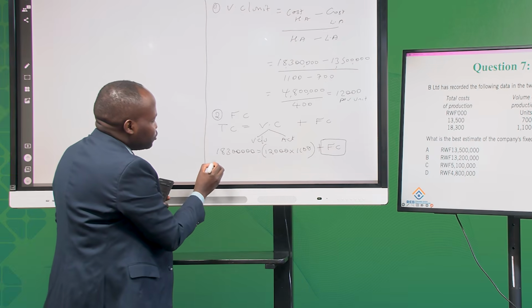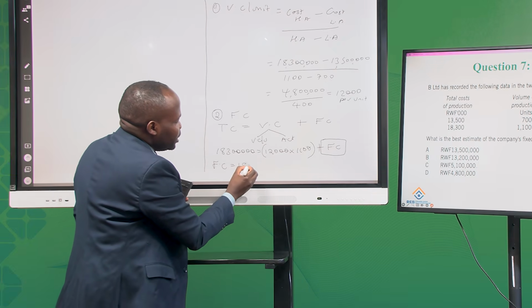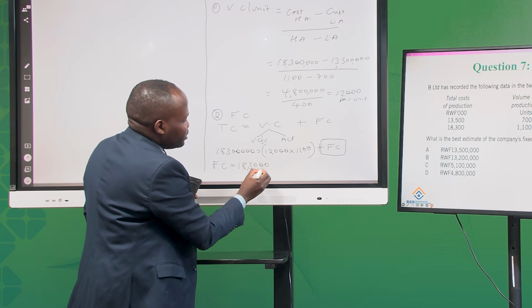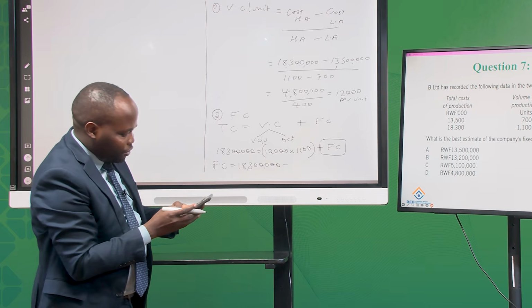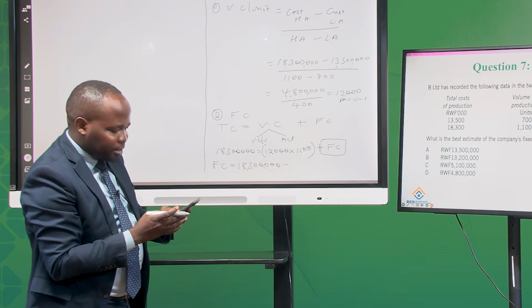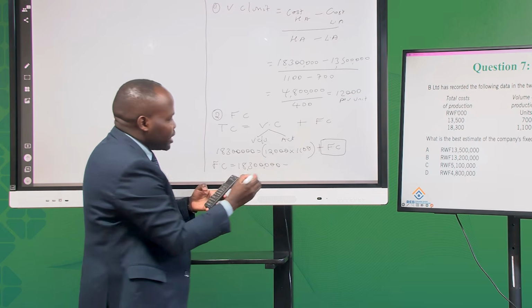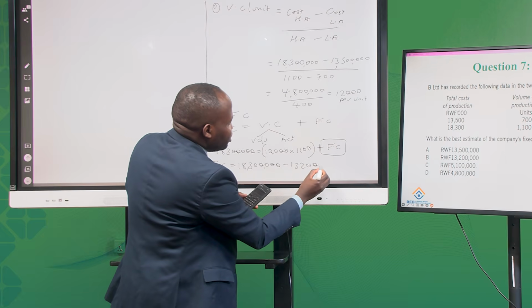So what will be fixed cost? Fixed cost will be 18,300,000 minus 12,000 times 1,100. That gives us 13,200,000.